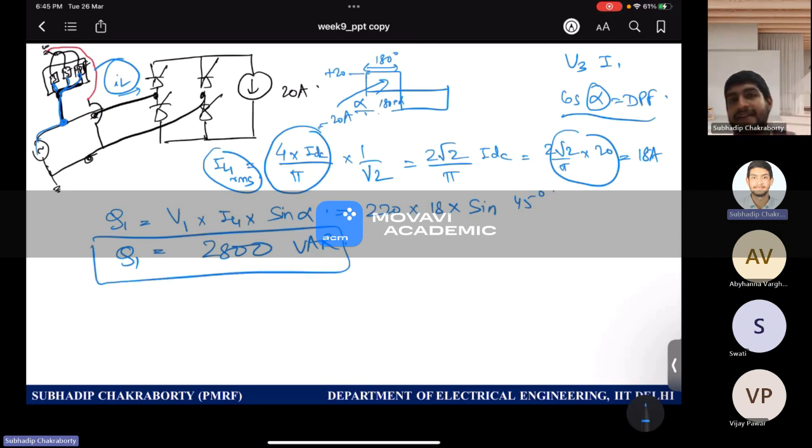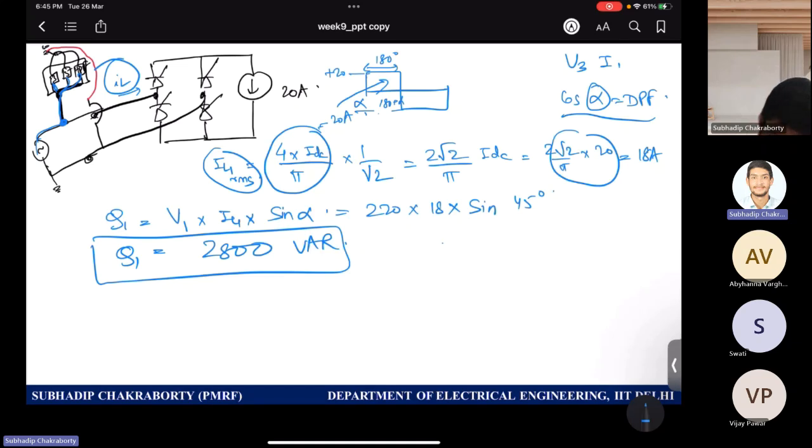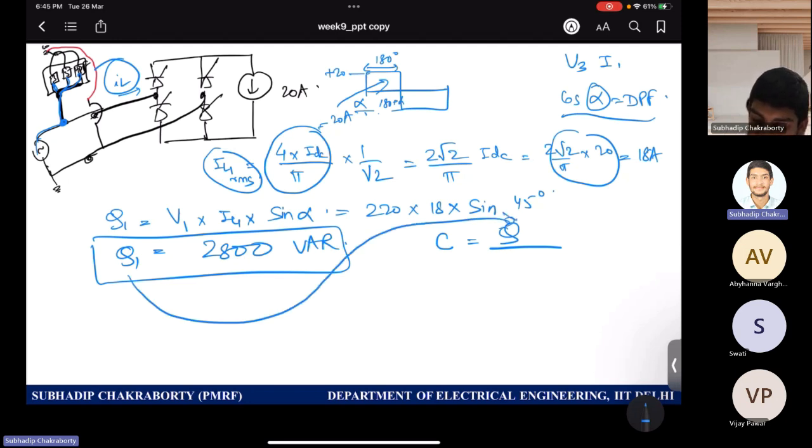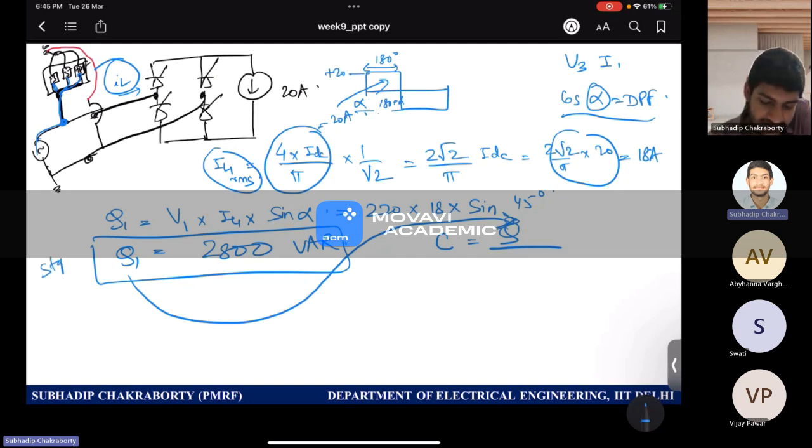So why am I calculating reactive power? I need the value of the capacitor. As you know, what you know is the reactive power, and you will get the reactive power by this method. First step is this, so step 1 I can write. Then step 2, calculate capacitor value.